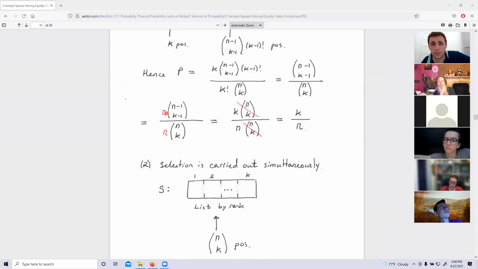I know that I can multiply this and that by n. And if I multiply this by n, I don't touch anything in the denominator. I just look at the numerator. And the numerator is the same as k times n choose k. So this is the same as that.